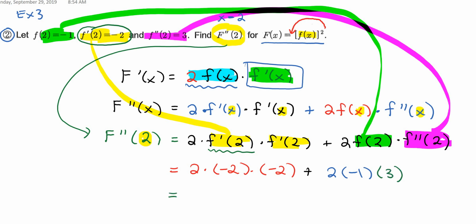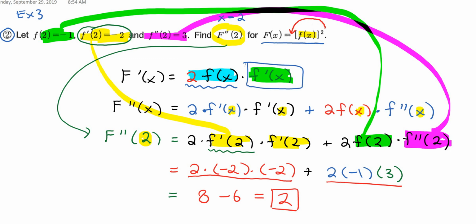All right, now we can just multiply out the numbers here. 2 times negative 2 is negative 4. Negative 4 times negative 2 is going to be positive 8. And then this expression right here, 2 times 3 times negative 1, is going to be negative 6. So 8 minus 6 is going to be 2. So 2 is my final answer for that problem.